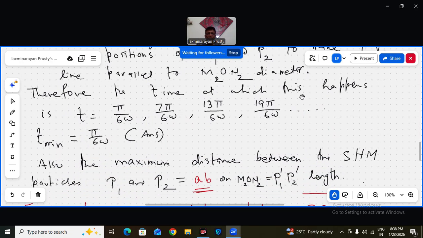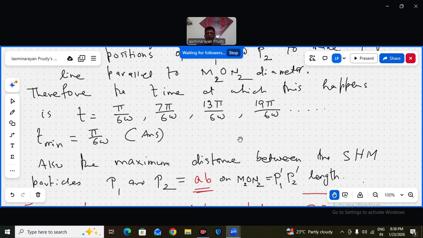So the time at which this happens, how much? Pi by 6, this has rotated. Omega is the angular velocity. Starting from t equal to 0, after a time of pi by 6 omega, it first becomes parallel. After traveling one more pi, that's 7 pi by 6, again it will be parallel. Again 13 pi by 6 omega, like this. So the minimum time after the start of motion is pi by 6 omega.